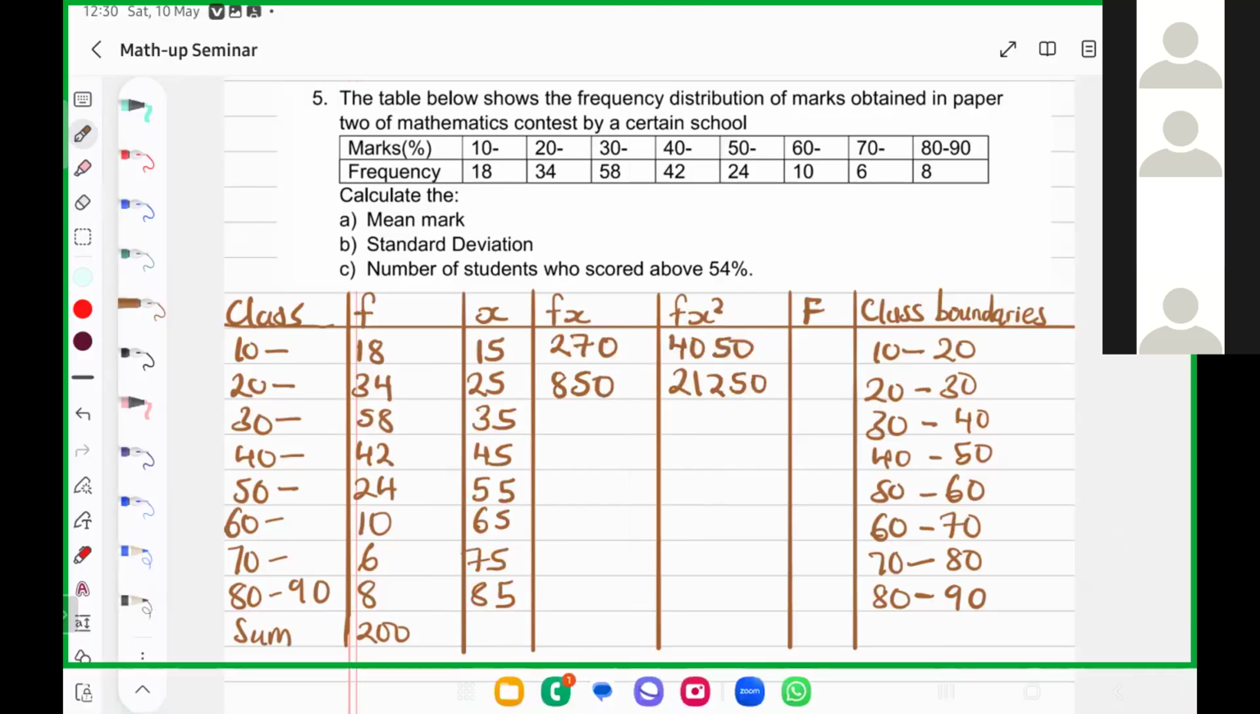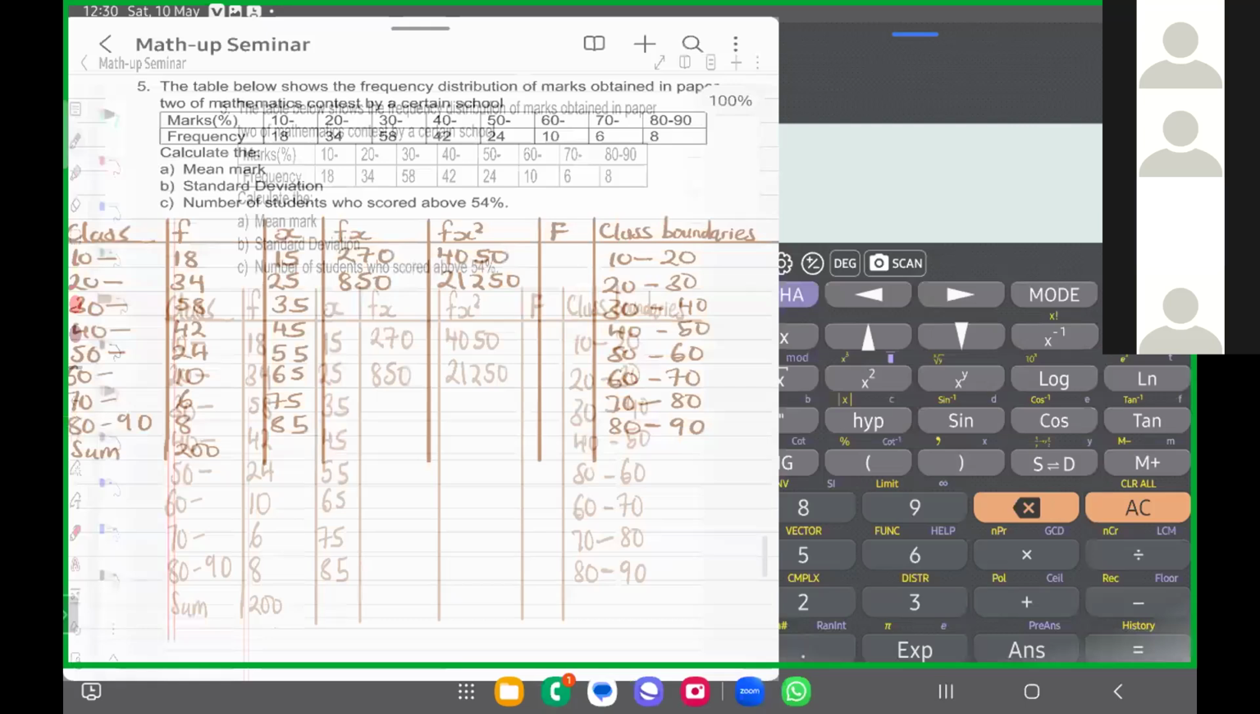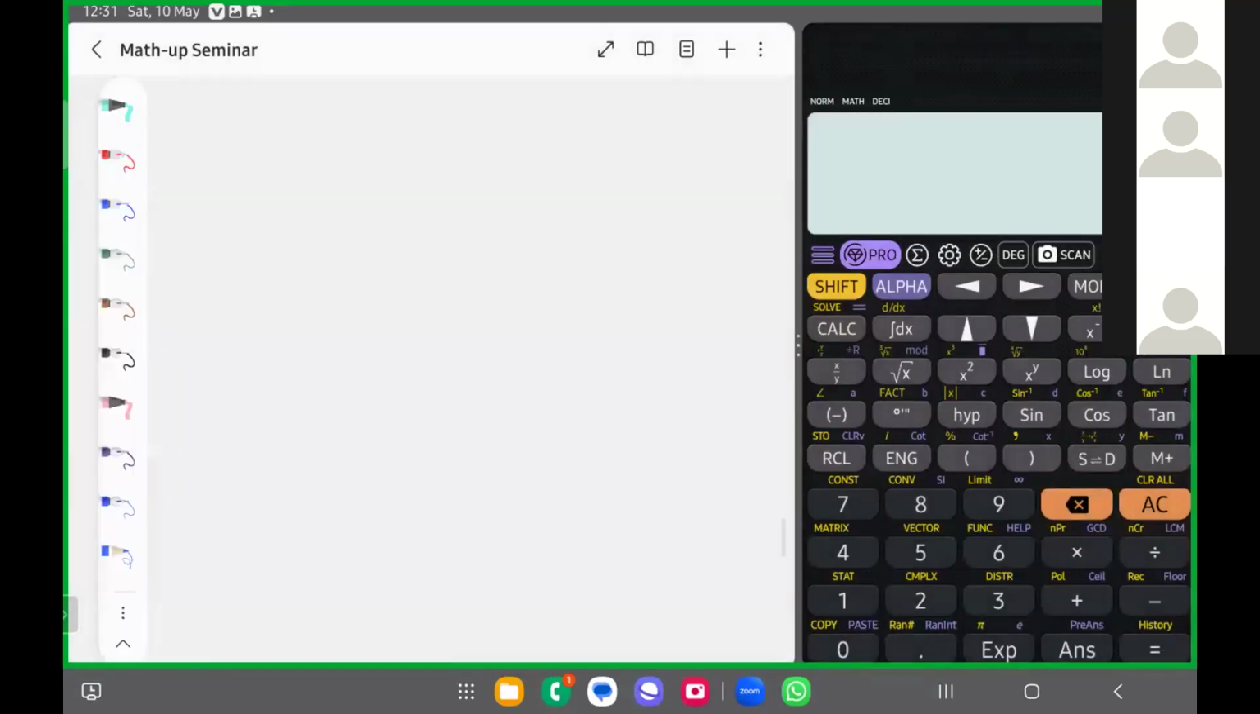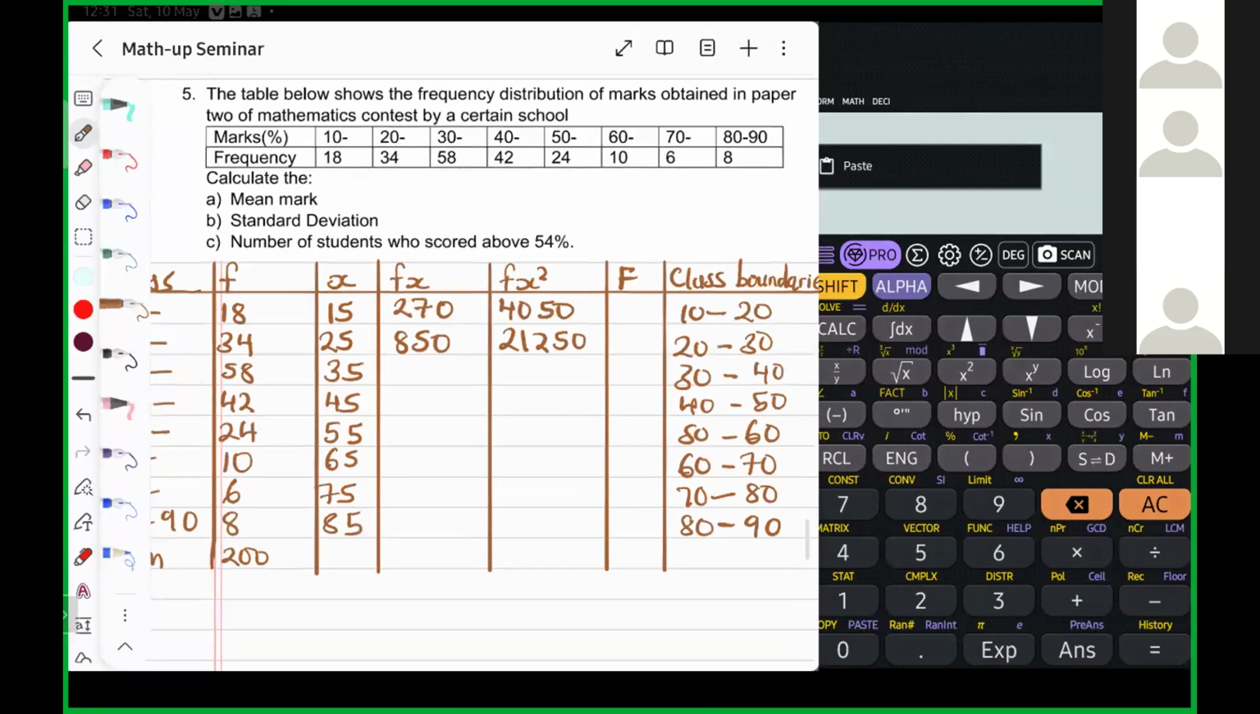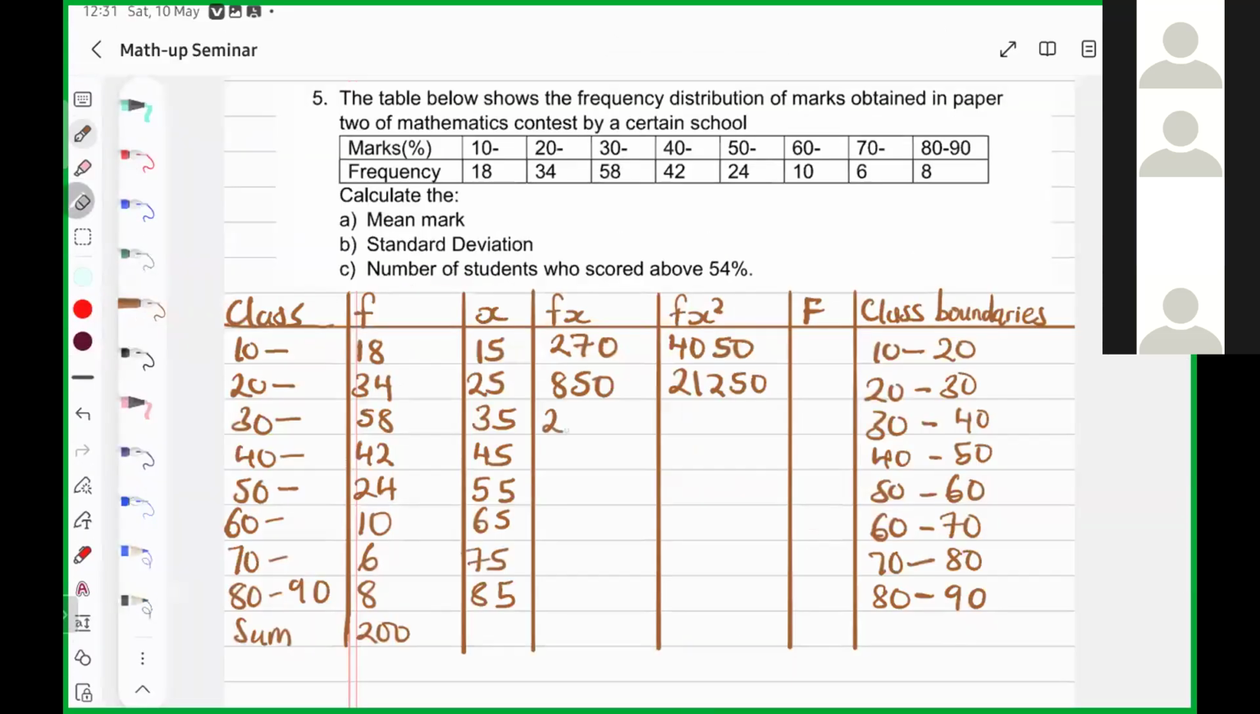Okay, I'll just fill that table at once. I already have my values here. I'll just fill them in at once, just basic multiplication, so that we save time. This is 850, then 2030, then 1890, 1320, 650, 450, then 680. And when I sum up those, I'll end up with 8,140 as my summation of fx.